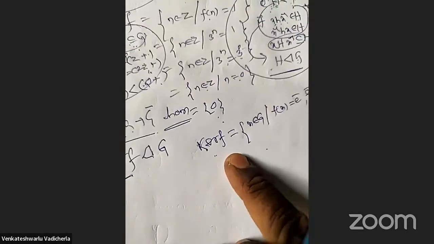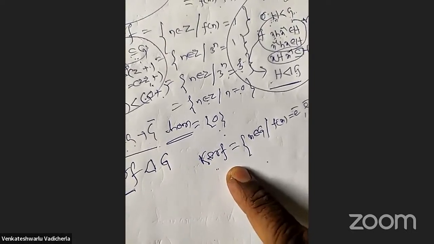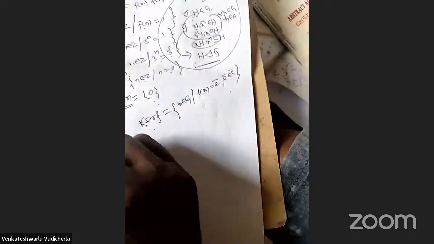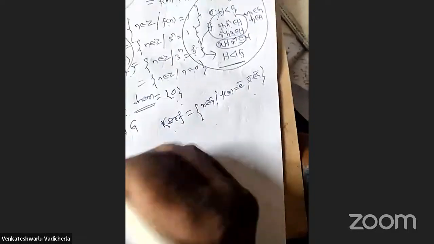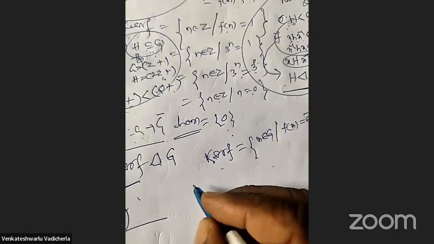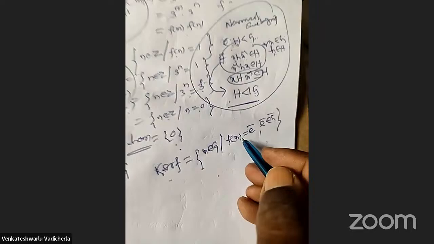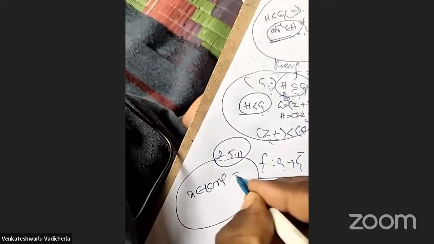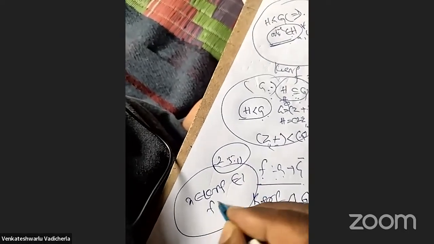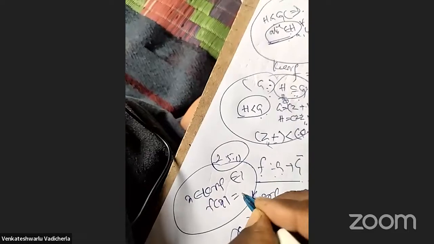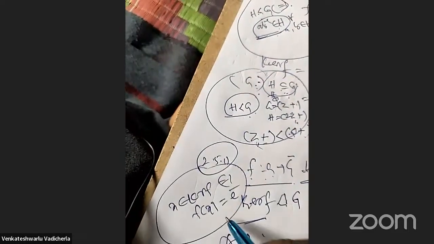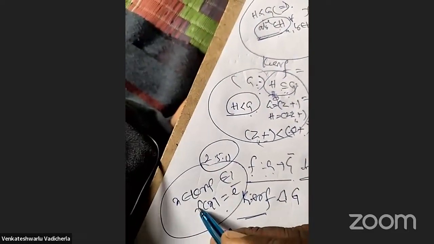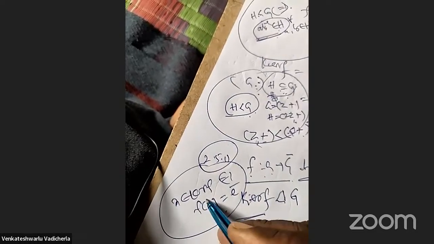This is the condition. First, kernel f is first of all a subgroup. So this is a proof. First of all, the kernel f definition we already covered. What is the kernel f definition? x belongs to kernel f if and only if f of x is equal to e bar. So x belongs to kernel f.